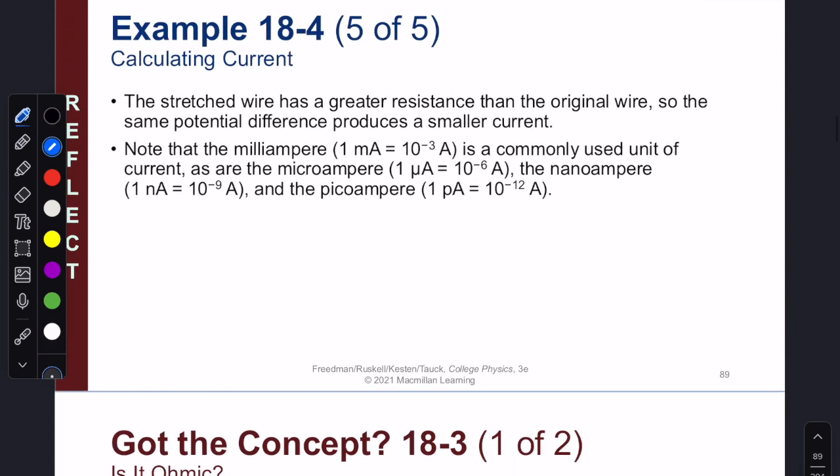Here are some very common factors that we'll be using for current, because currents are typically really small. Pico is 10 to the minus 12. Micro is 10 to the minus 6. Nano, 10 to the minus 9. Milli, 10 to the minus 3.